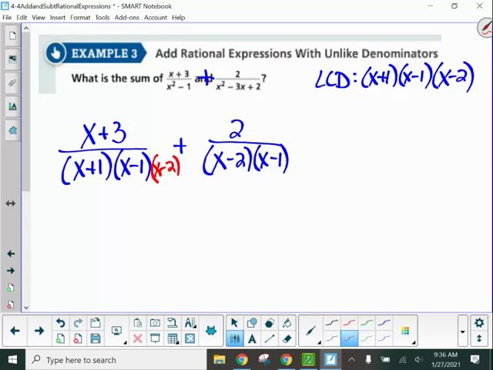And to keep things balanced in a fraction, whatever you do to the bottom, you also have to do to the top. Because multiplying by x minus 2 over x minus 2 is the same thing as multiplying by 1. And when you multiply something by 1, it does not change value. The second fraction has the x minus 2 and it has the x minus 1, but it's missing the x plus 1. So I have to multiply it by x plus 1.